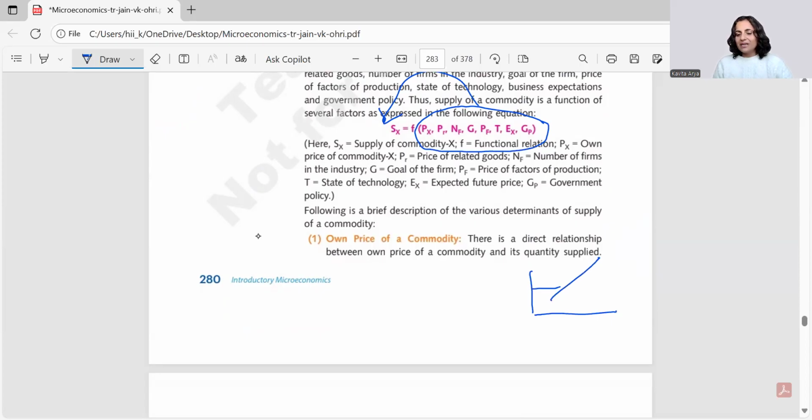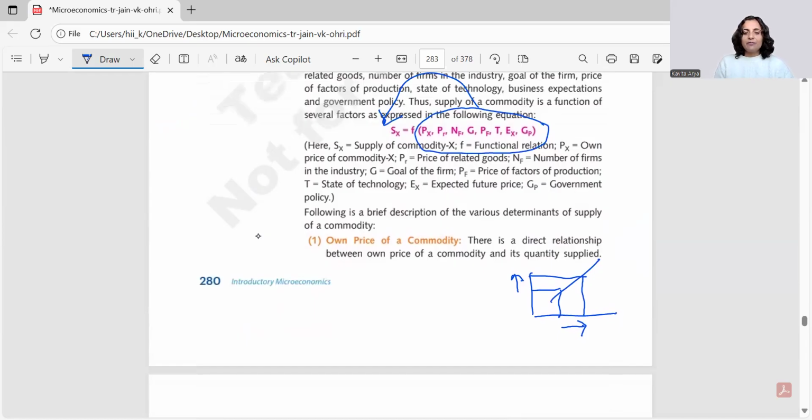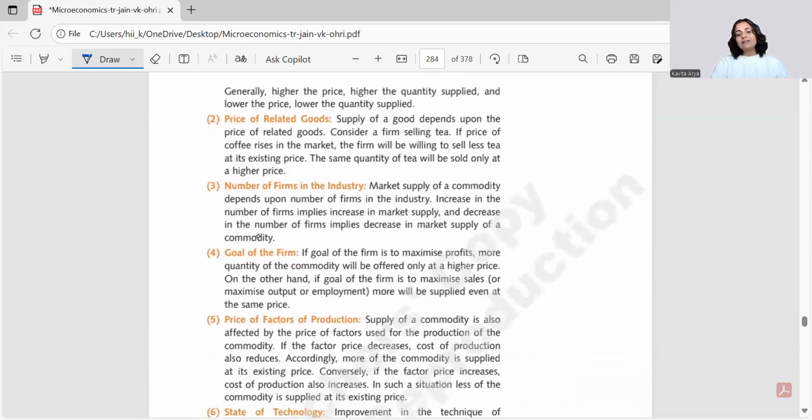It moves this way. It means we have already seen that if the prices are higher, the suppliers are willing to sell more of their commodities because they are expected to have better profits with that. Okay. So it's a positive relationship when it comes to the price of X and the supply of X. Mind you, X is written over here. Okay. Then we talk about the price of related goods.